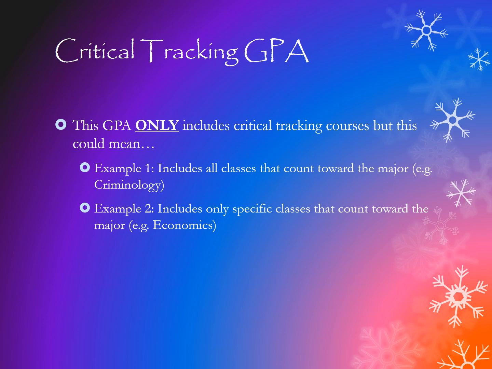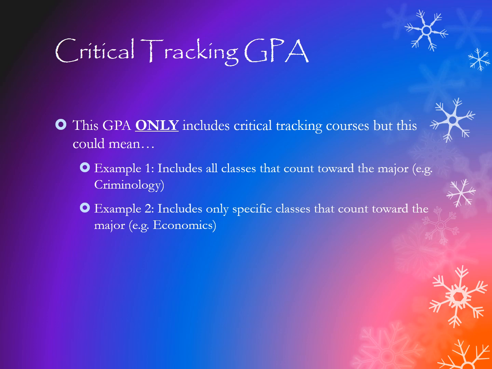Some critical tracking GPA will factor in all courses that count towards the major. So the example I have on here is criminology. Any criminology class that you take towards the degree that it's major specific, so not necessarily like a gen ed, but a major class. Any major class you take for criminology is going to factor into the critical tracking GPA for that degree. That is not always the case.